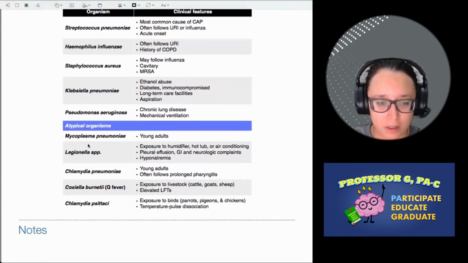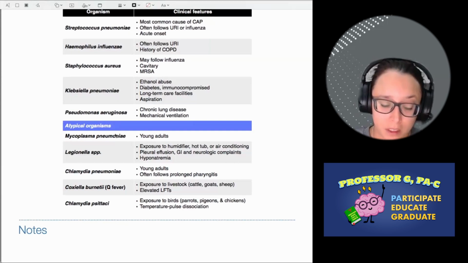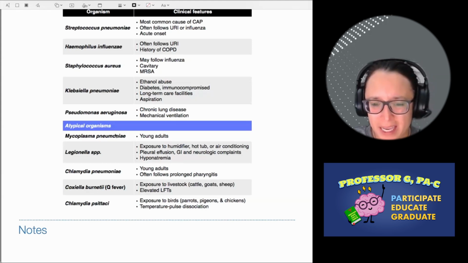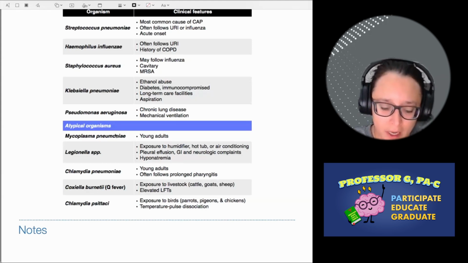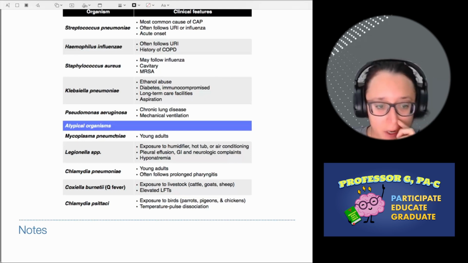The atypical ones, mycoplasma is going to be close quarters, either a soldier or a college student, someone that's in close quarters with other people, usually more of an atypical presentation. Like a URI more than anything with the cough, a little bit achy, sometimes sore throat, more like a walking pneumonia. They don't look quite as bad as the typical presentation. And the treatment is a macrolide.